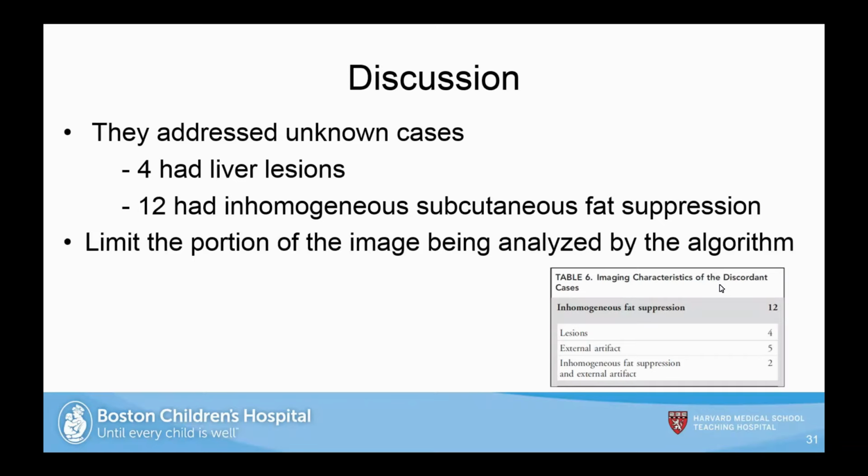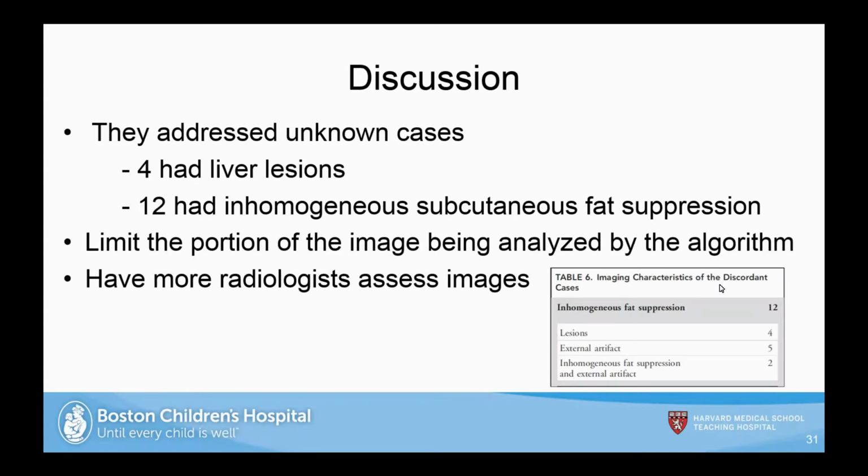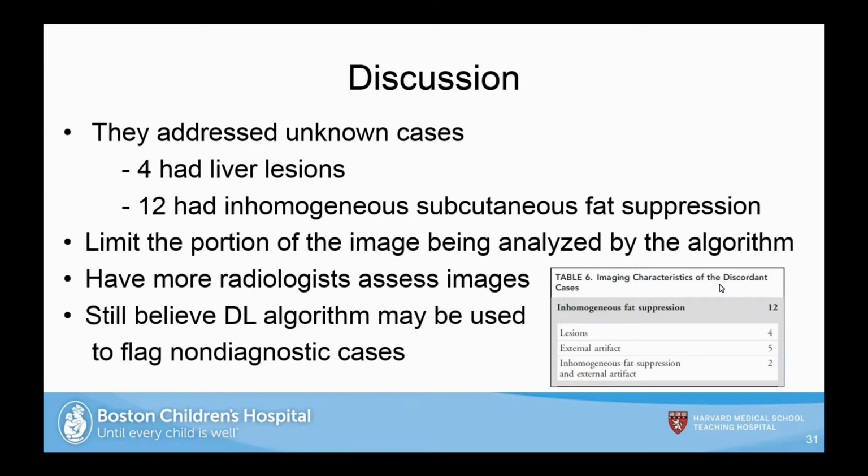And then they discussed things that they can do to improve their algorithm. So limit the portion of the image that's being analyzed in the algorithm, so they didn't have to use the whole image. They could probably use just a portion of the image, although they didn't specify which portion, or have more radiologists assess these images to improve inter-reader variability. They only had 2. They still believe that the deep learning algorithm can be used to flag non-diagnostic cases, although it's not even 95% accurate, so maybe it would help.